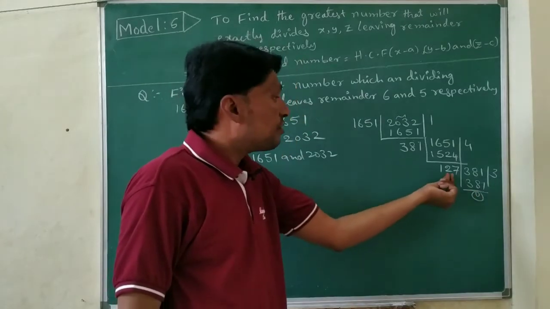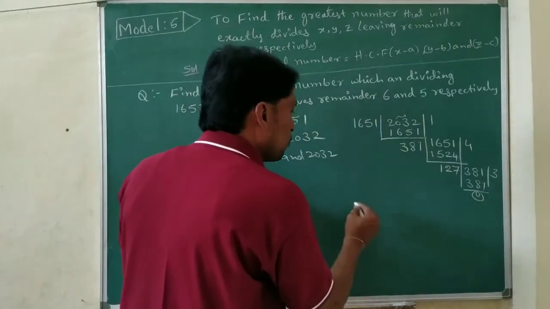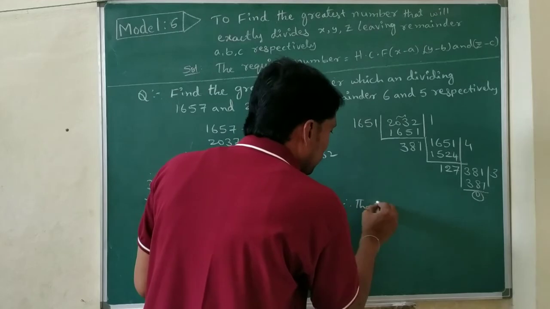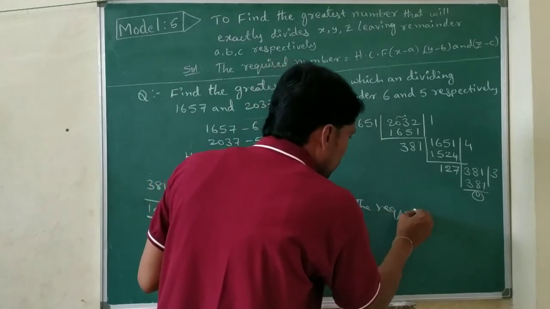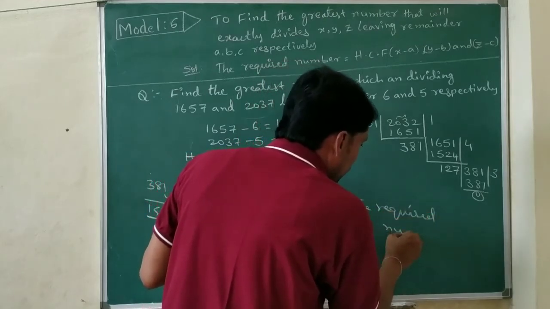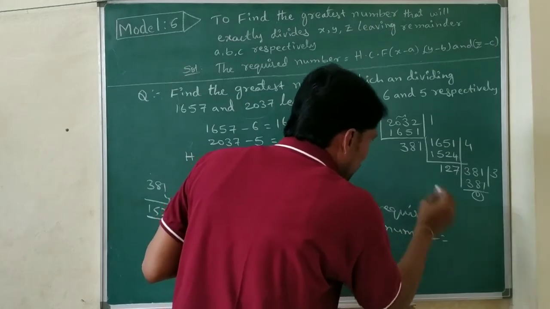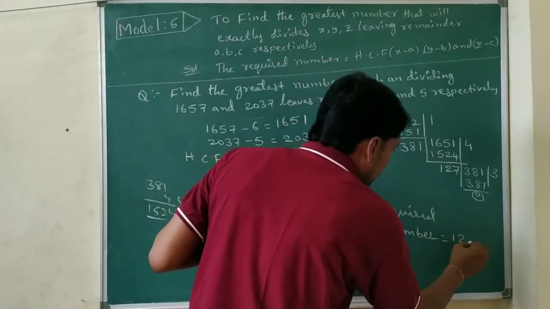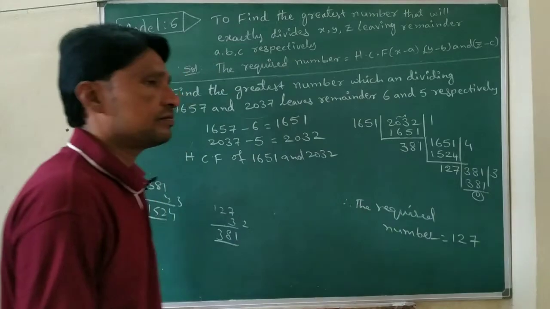So here we got the divisor when we get the remainder 0. That divisor is the HCF of the two numbers. So the required number equals the HCF of the two numbers, which we got as 127.